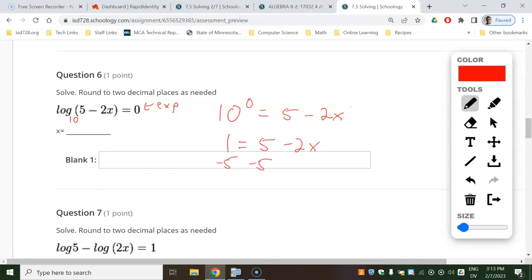Solving for x like we're used to. So negative 4 equals negative 2x. Divide by negative 2. And x is equal to 2. That's it. Thanks for watching.